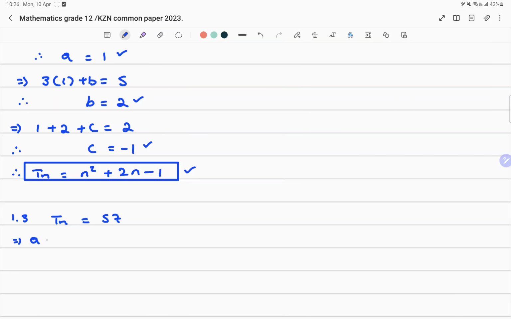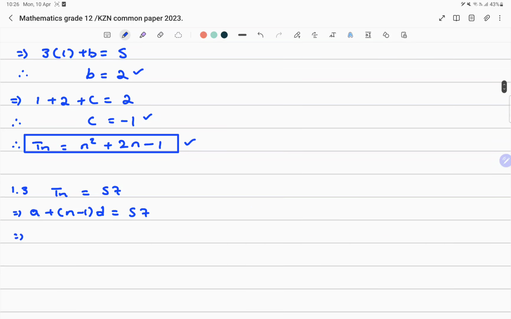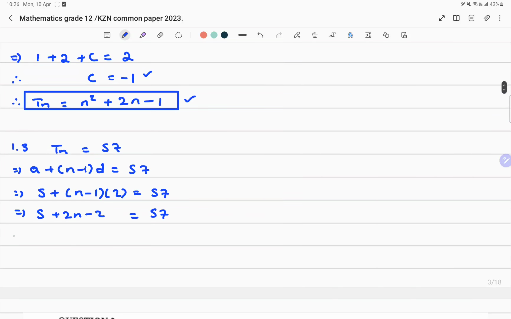We know that Tn is expressed as a plus n minus 1 times d equals 57. So what do we do now? This implies the first term was a 5 plus n minus 1, because we're looking for n, but the common difference there was a 2, isn't it? Yes, equals 57. And then we sort it out nicely. This is 5 plus 2n minus 2 equals 57. We still have a bit of time, so we can just work it out nicely.